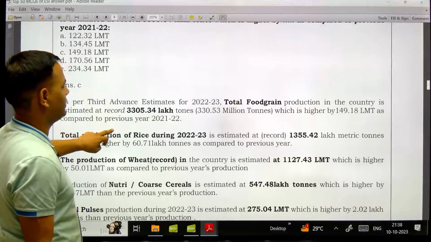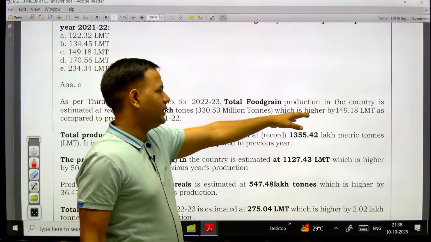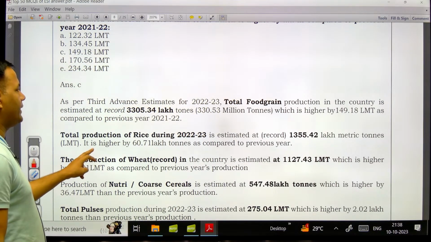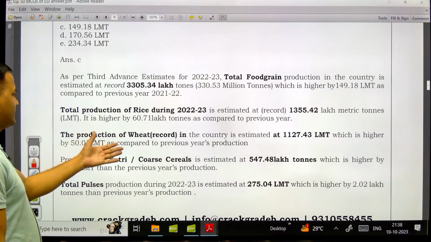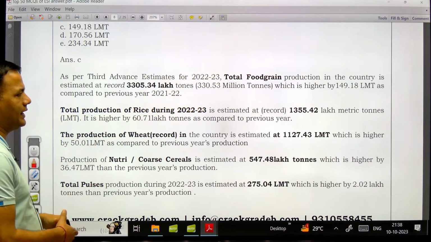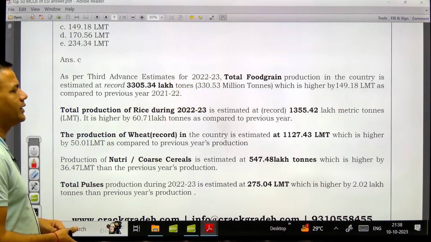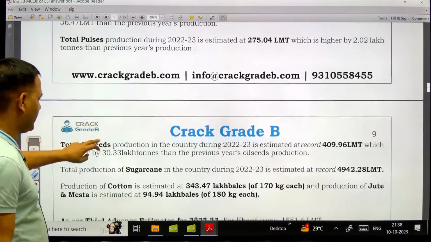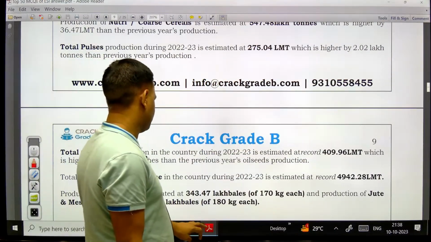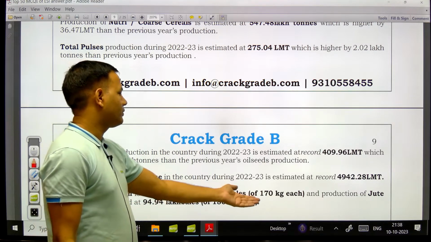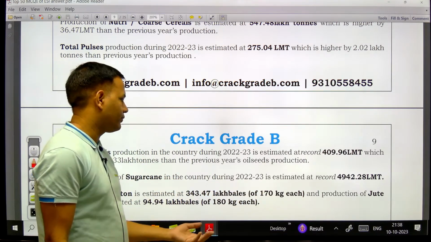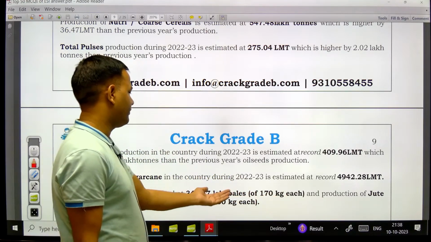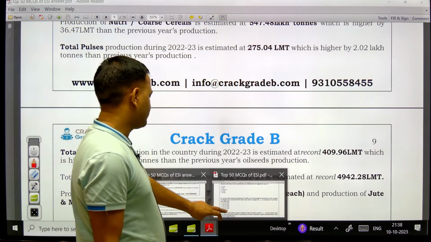Next was this. So 149.18 lakh metric ton, and other facts are there. Total production of rice 135.5 million ton we can say, 112 for the wheat. So these facts you can cram. And production of cotton, suppose they can ask that one bale of cotton is how many kg, they can ask for the jute also, that it is 180 kg. For cotton it is 170 kg.